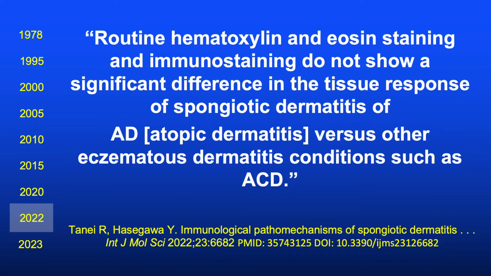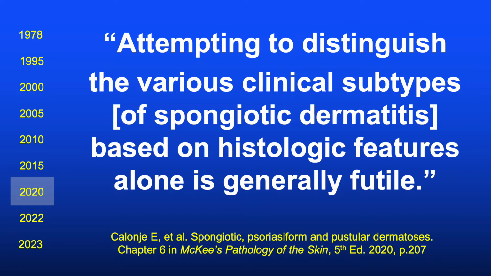Halfway around the world, in Tokyo, Japan, nearly half a century later, Tanei and Hasegawa stated that routine hematoxylin and eosin staining and immunostaining do not show a significant difference in the tissue response of spongiotic dermatitis of atopic dermatitis versus other eczematous dermatitis conditions such as allergic contact dermatitis. And finally, from a dermatopathology textbook that may be much more familiar to students of dermatopathology, from McKee: attempting to distinguish the various clinical subtypes of spongiotic dermatitis based on histologic features alone is generally futile.